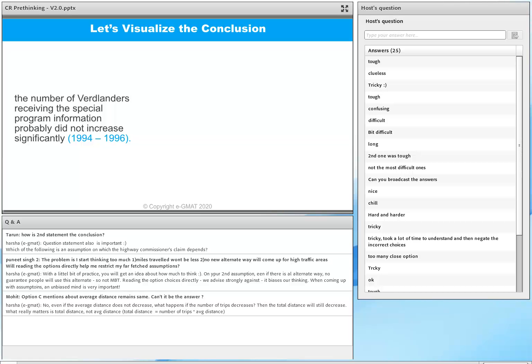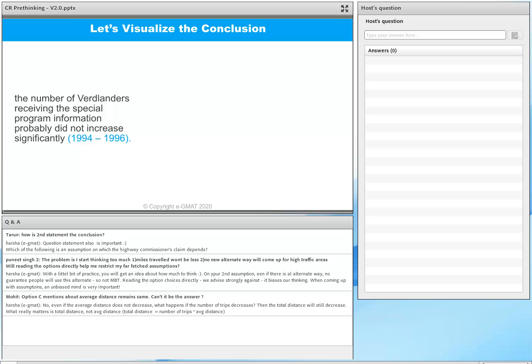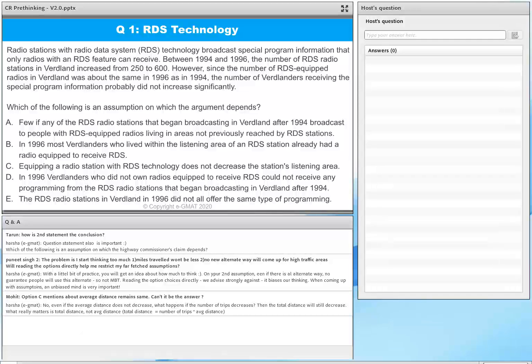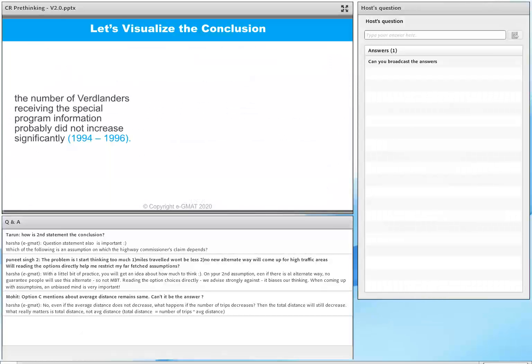Let's visualize the conclusion. We're going to talk about the first question, RDS technologies. I'm going to give you about 10 seconds to look at that so that you can refresh the argument over here. And then let's look at what the conclusion is. The conclusion is that the number of overlanders who received this special program information did not increase significantly during this time period. So let's visualize this.